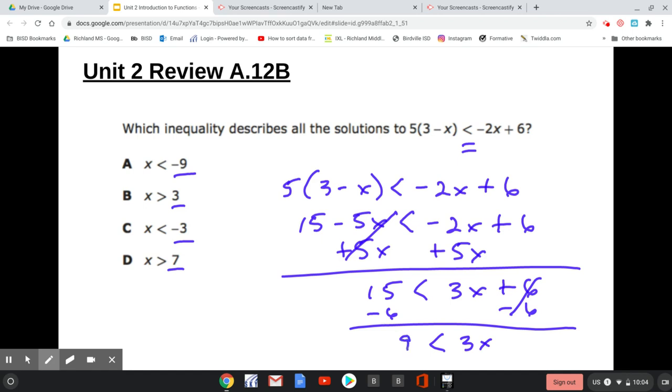So now when we divide by 3 on both sides, we're going to get x is greater than 3. So we know our answer is B. I'm not sure what happened on the calculator part, but this one we need to do by hand.